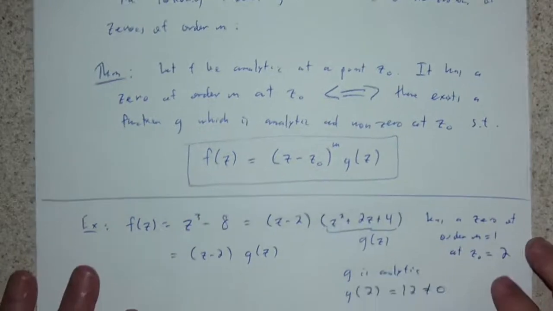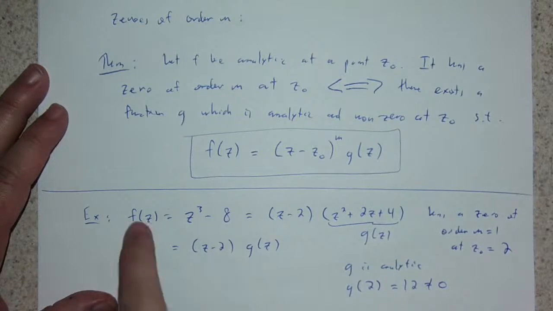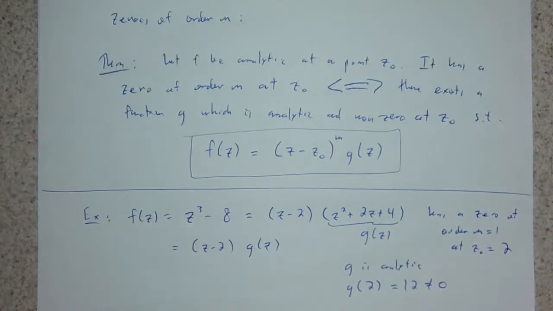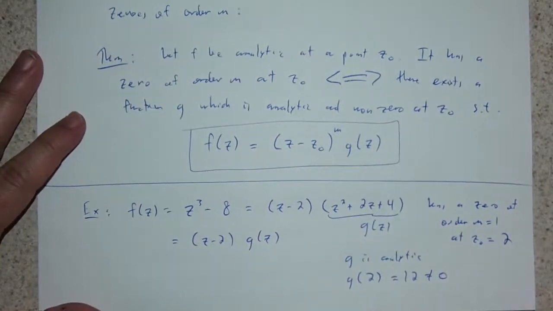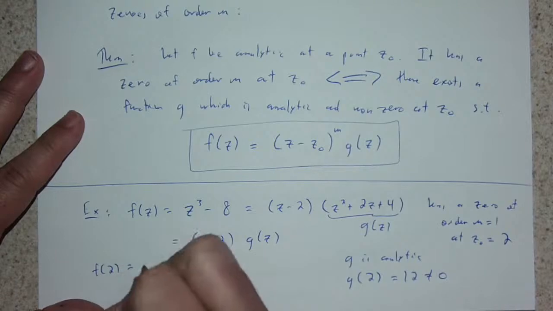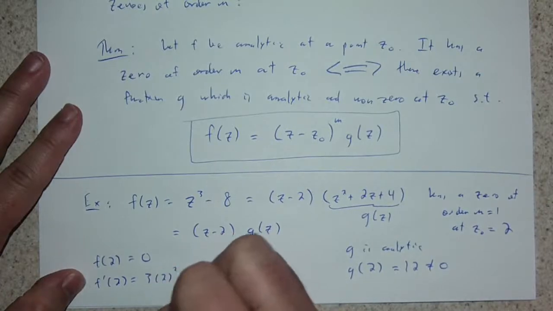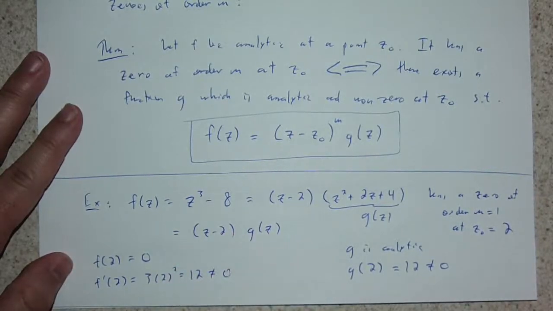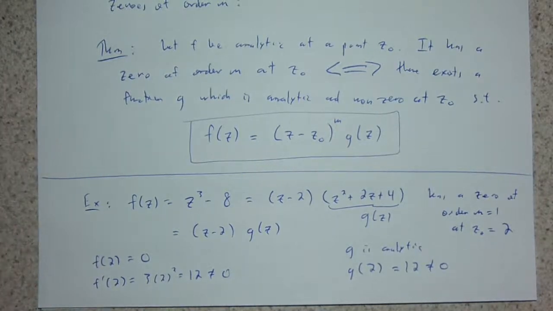The way that you would do this directly is you would note that f of 2 is 0. But what is f prime of 2? It would be 3z squared. So f of 2, of course, is 0, but f prime of 2 is 3 times 2 squared, so it's 12, which is non-zero. So this also tells you that this has a zero of order 1 at z naught equal to 2.